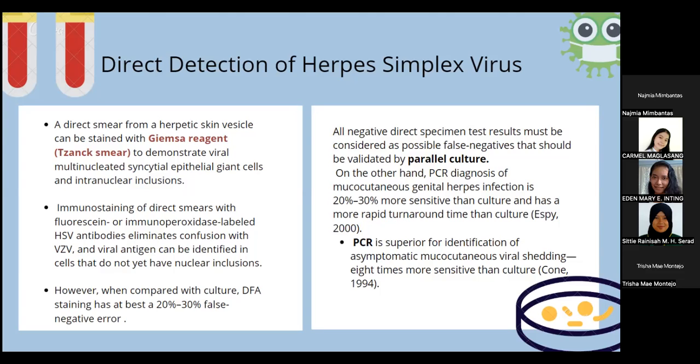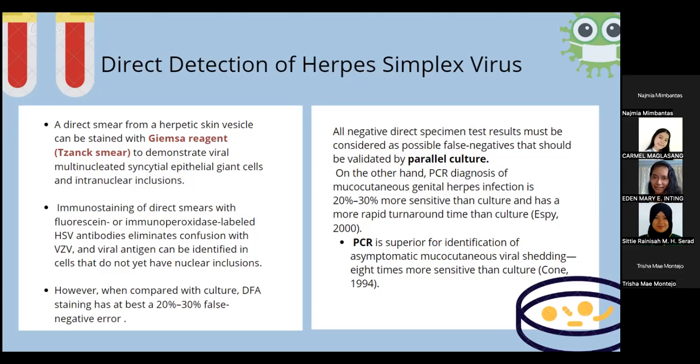Next one, we have, however, when compared with culture, DFA staining has at best a 20% or 30% false negative error. And all negative direct specimen test results must be considered as possible false negatives that should be validated by parallel culture. On the other hand, PCR diagnosis of mucocutaneous genital herpes infection is 20% to 30% more sensitive than culture and has a more rapid turnaround time than culture.